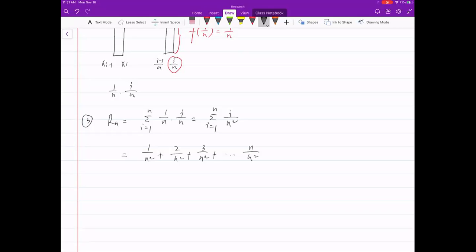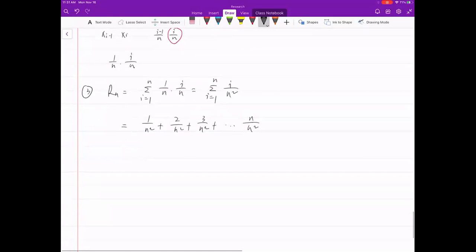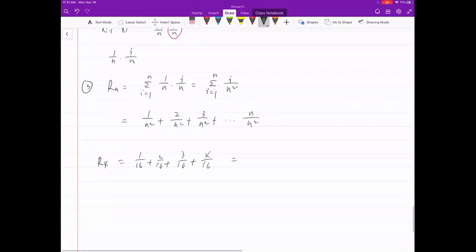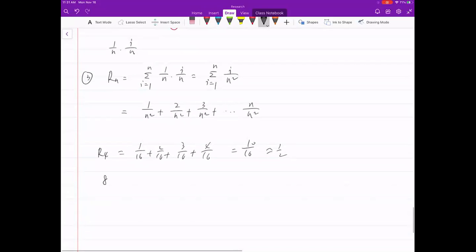All right. You could do this for 4 rectangles, but you did it for n. So now if I ask you what is R4 if you use 4 rectangles, it's going to be 1 over 16 plus 2 over 16 plus 3 over 16 plus 4 over 16. What's the answer? The answer is going to be 10 over 16, which is pretty close to 1/2. What if I want 8 rectangles? It's going to be 1 over 64 plus 2 over 64, dot, dot, dot, plus 8 over 64. It's going to be another number, even closer to 1/2. Still okay? So pick different n, you have different ones.